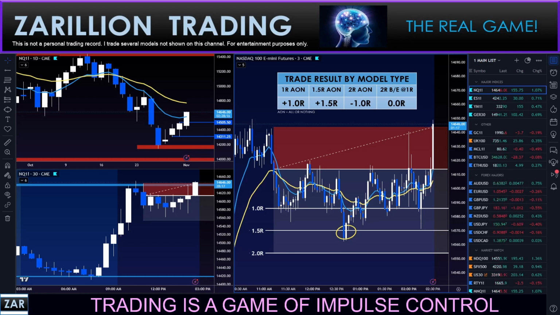And after 3.5 hours sitting in this trade, we finally pulled back to the original stop. And so one of the models, just the 2R all or nothing trader, takes a 1R charge on this. The 1R all or nothing and 1.5R all or nothing traders, of course, profited fully. And the break even for the 2R move stop to break even at 1R.